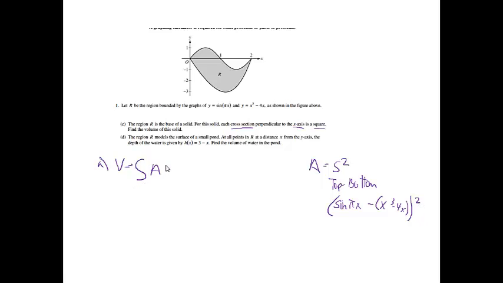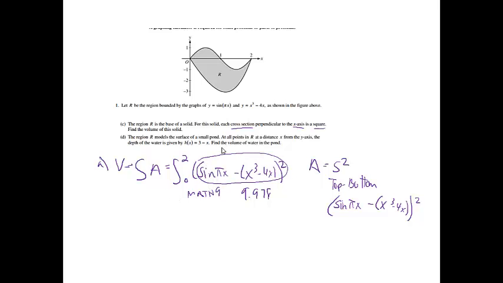So our volume will equal the integral. Again, it's the whole entire region R, so we'll go from 0 to 2, and it will be sine of pi x minus x cubed minus 4x quantity squared. And this one actually said to find the volume, and if I use Math 9 on my calculator, I should get a value of 9.978. And this problem was worth 2 points. You got 1 point if you have the inside right. So if you have this, give yourself a point. And then if you have the right answer, give yourself a point.